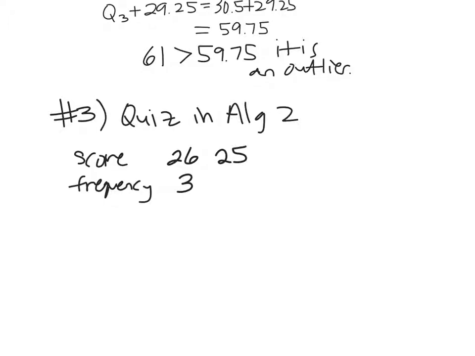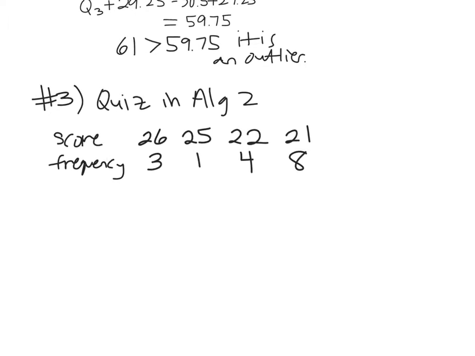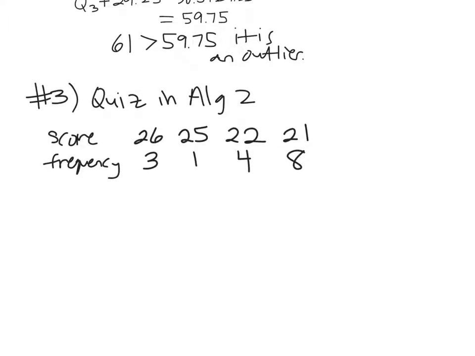25. How many kids got a 25? 1. Nobody got a 24. 22. There were 4 kids who got a 22. I'm just going to pretend. All right. 21. There were 8 kids who got a 21. 17. There were 4. There were 2 kids who got a 10. And then that one person who got a 3.